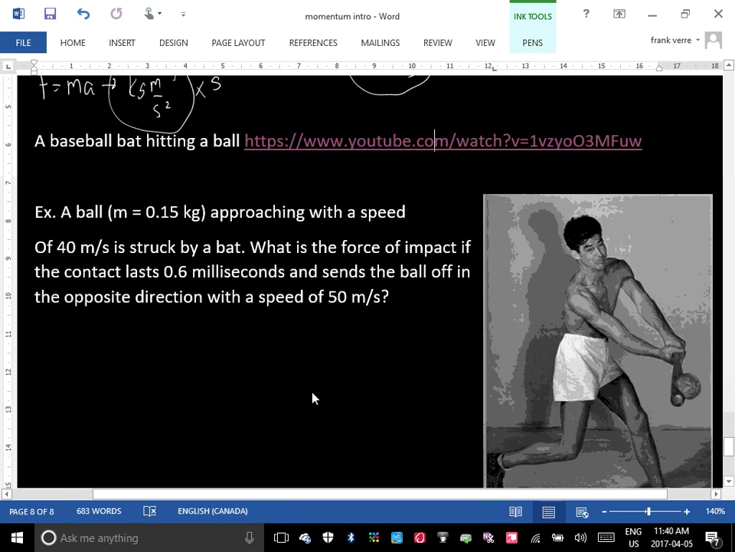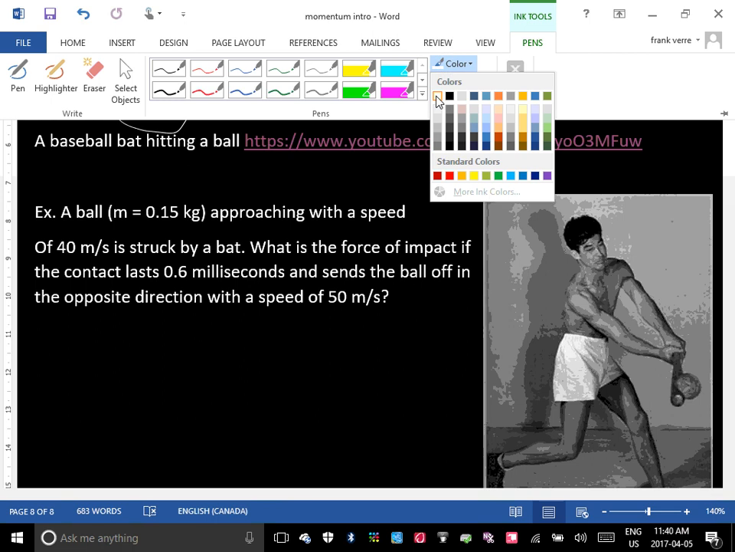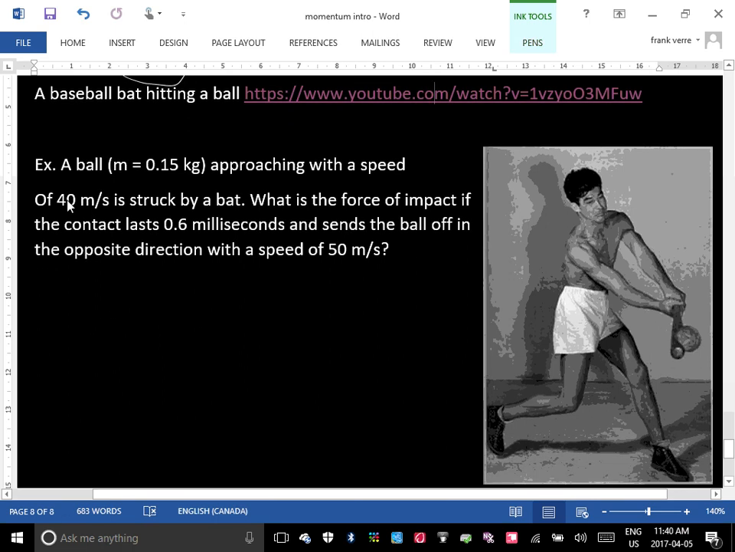We have a ball that's approaching. We're going to use meters per second. Okay? And it's approaching with a speed of 40 meters per second, and it takes off in the other direction at 50 meters per second. And we have how long it takes. So the impact, how long the ball stays on the bat, is about 0.6 milliseconds.